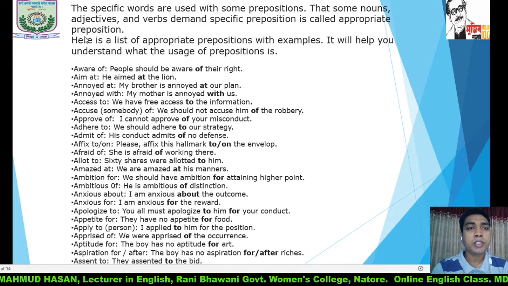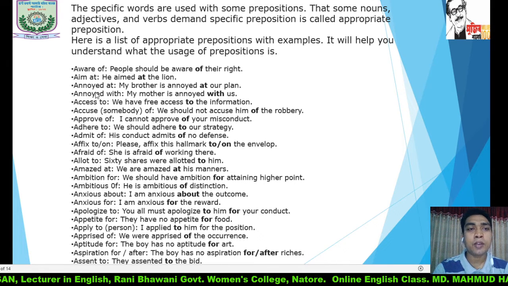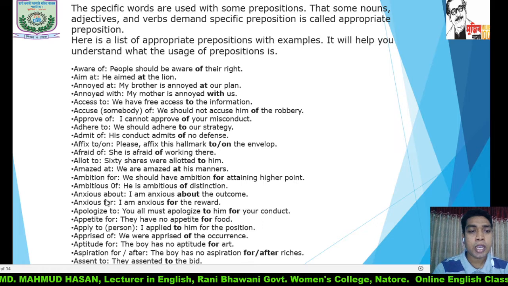So if you're on this page: aware of, aim at, annoyed with, access to, accused of, approve of, adhere to, admit of, affix to or on, afraid of, allot to, amazed at, ambition for, ambition of, anxious about, anxious for, apologize to, appetite for, apply to, appraised of, aptitude for, aspiration for or after, assent to. These are some important appropriate prepositions.